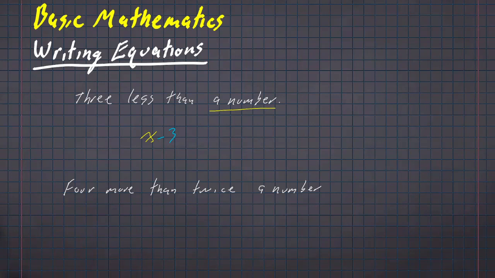A little bit more complicated, 4 more than twice a number. Once again, this idea of a number, we're going to represent as x. In this particular case, we want twice a number, which means we want 2 times x, but that's still not the end of the story. We want 4 more than that. Once we figure out that we want twice a number, we then take that thing and add 4. So 4 more than twice a number in symbols would be 2x plus 4.